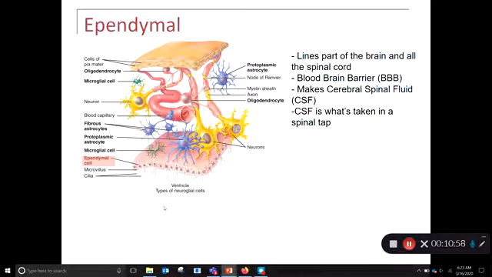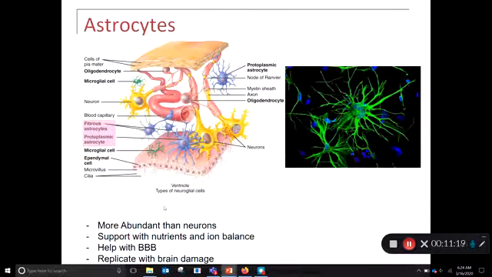Now, something else about the ependymal cells is that they also create the cerebrospinal fluid. It's the stuff that helps support your brain and gives it the nutrients it needs. And when you do a spinal tap, it's the stuff you're pulling out of the spinal cord to see what's going on. Now, the astrocytes have a huge role in the blood-brain barrier as well, but they're also the most abundant cell in your nervous system.